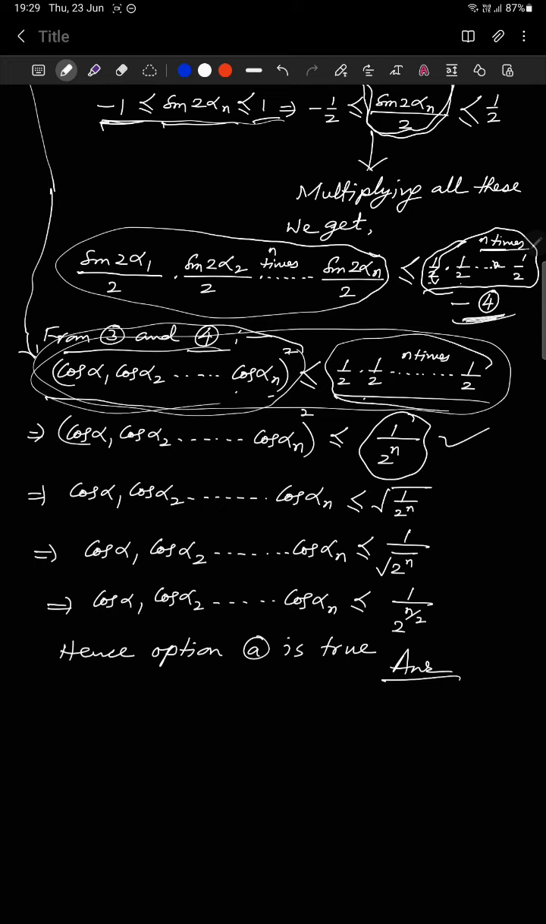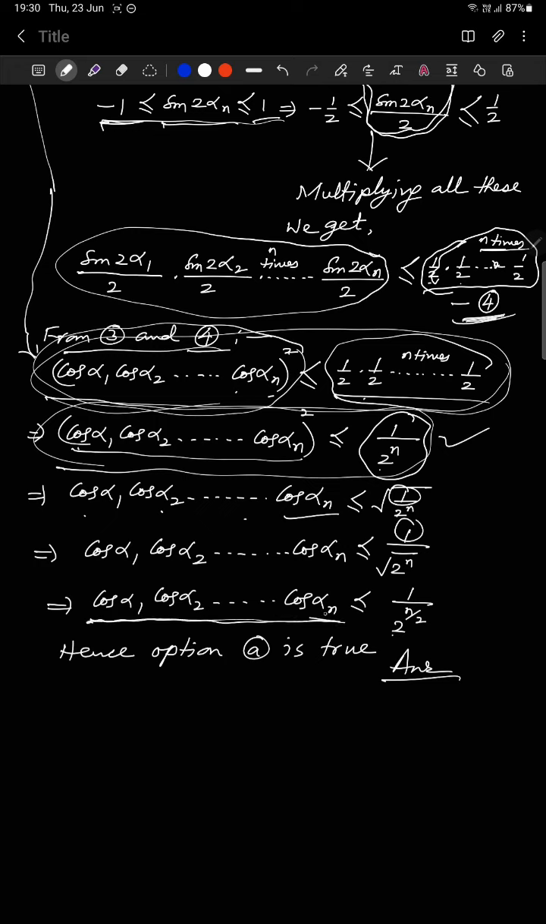And the right hand side is written as 1 divided by 2 to the power n. Now finally, if we take the square root of both sides, we are left with cos alpha 1, cos alpha 2, dot dot dot up to cos alpha n, and this will become the square root of 1 divided by 2 to the power n. The square root of 1 is 1, and the square root of 2 to the power n will become 2 to the power n by 2. So finally, we are left with the product whose maximum value we have to find, and the maximum value is equal to 1 divided by 2 to the power n by 2.